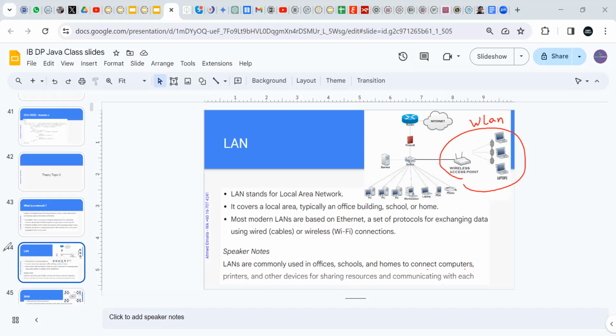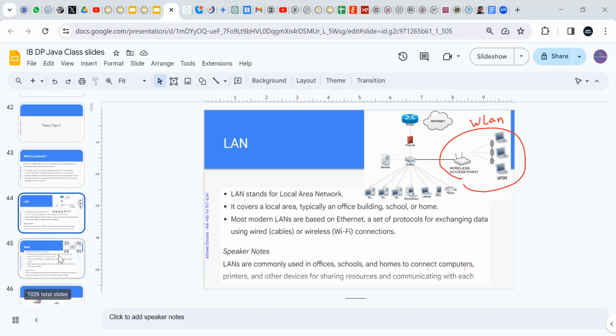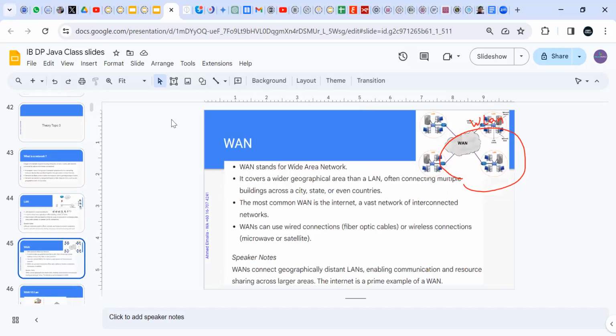Okay, let me see what other. It is true that a WAN is a group of LANs connected together over a wider geographical area. Can we say that the internet is a WAN? Yes, you could.